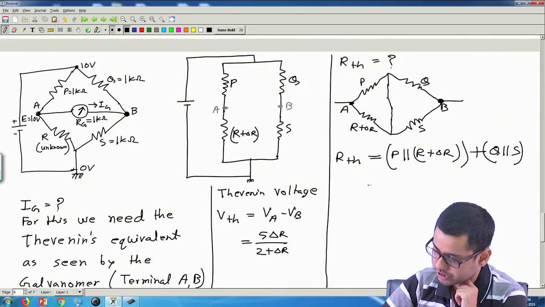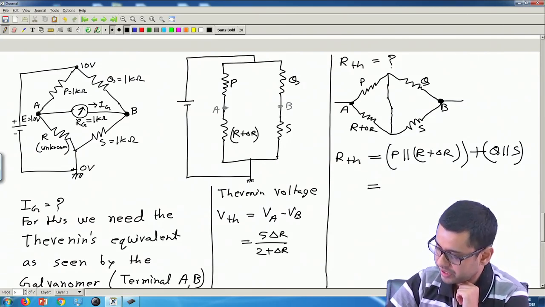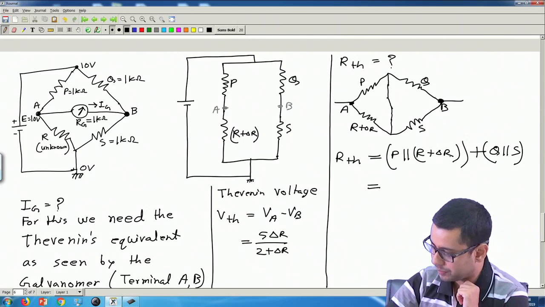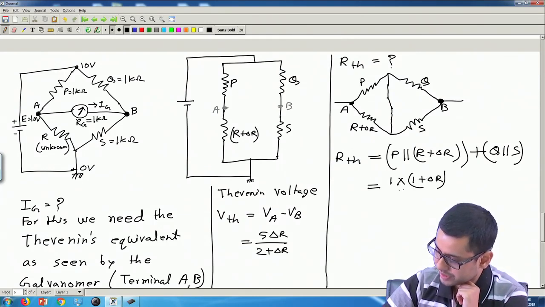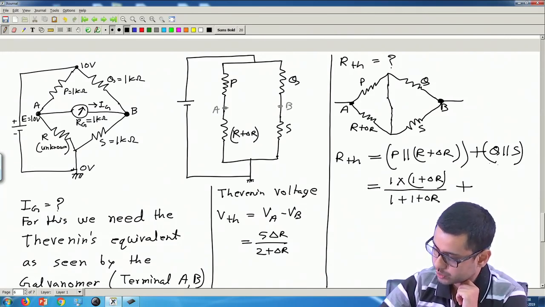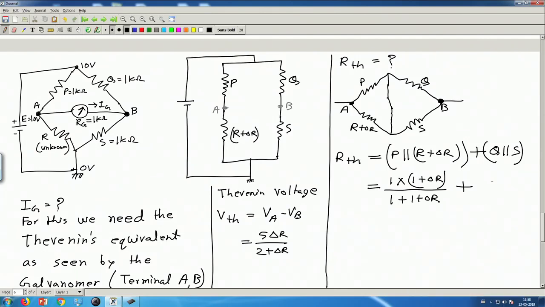So what will be this value? Let me put the values. P is 1, R is 1 plus delta R. So this is basically 1 multiplied by 1 plus delta R divided by the sum 1 plus 1 plus delta R, and this quantity will be 1 parallel 1. So that is 1 into 1 divided by 1 plus 1, so 2. Okay. This is in kilo ohm, because everything here is in kilo ohm. So I am not writing the unit, but I am mentioning it here that RTH is estimated in kilo ohm.